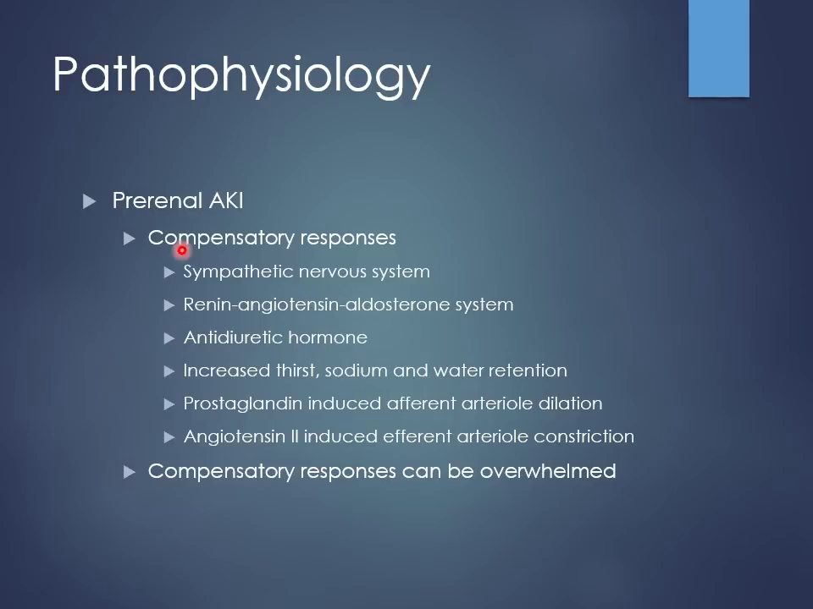So usually our compensatory responses here are pretty good to keep us out of trouble. In a lot of cases, the sympathetic nervous system activates, and the renin-angiotensin system is going to activate here, because again, that's our main thing that helps to regulate kidney blood flow, which makes sense because Ang2, we said, is going to be working on that efferent arteriole to try to help to increase that back pressure and increase that filtration rate going on in the glomerulus. Antidiuretic hormone is going to be a big one.